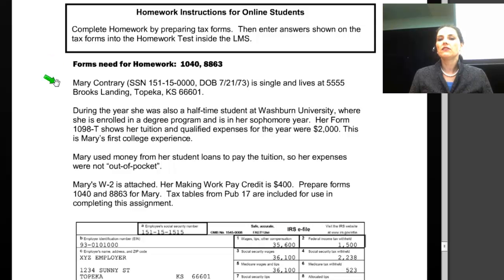Mary Contrary is single and lives in Topeka, Kansas. During the year, she was a half-time student at Washburn University, where she is enrolled in a degree program and is in her sophomore year. Her Form 1098-T shows that her tuition and qualified expenses for the year were $2,000. This is Mary's first college experience. Mary used money from her student loans to pay the tuition, so her expenses were not out of pocket. Her W-2 is attached. Her Making Work Pay credit is $400. Prepare Forms 1040 and 8863 for Mary.